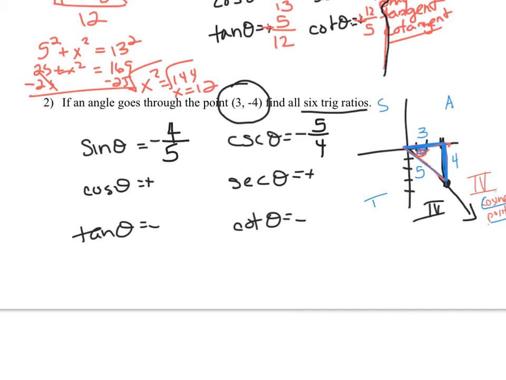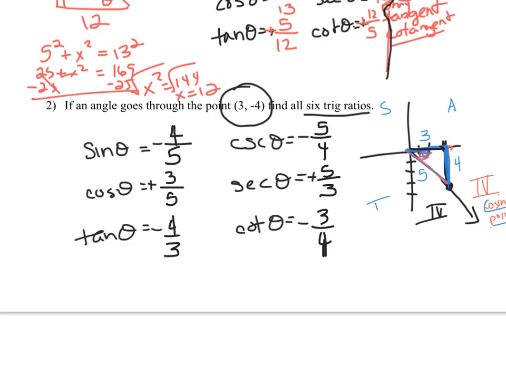Cosine is adjacent over hypotenuse. And the secant is your flip. Tangent is opposite over adjacent. Yeah, I don't know where that came from. Hold on, we got that. There we go. Opposite over adjacent. And cotangent, you flip it. Done. So the hard work comes in deciding the quadrants, picking what's positive, what's negative, and then figuring out your sides, your right angle, and taking it from there.